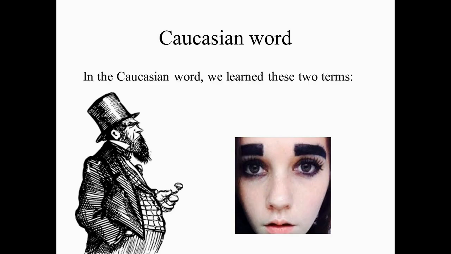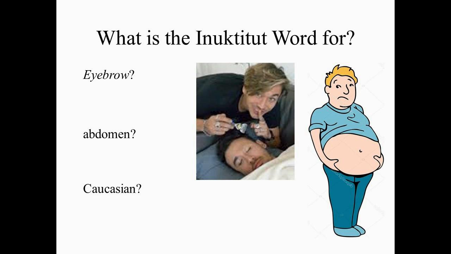In the Caucasian word, we learn these two terms, eyebrow and abdomen, which equals Caucasian. What is the Inuktitut word for eyebrow? Correct. Kallu. How about the abdomen? Exactly. Naq. And what is the Inuktitut word for Caucasian? Yes, it's kallu naq.